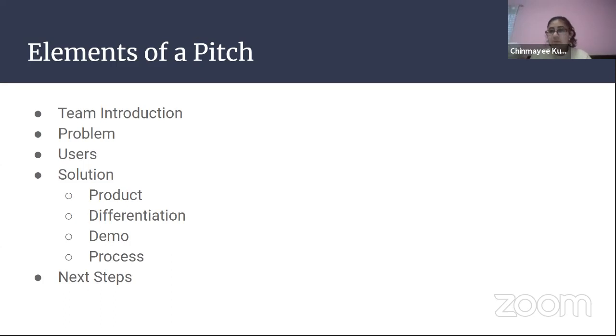And your solution, you want to break it down into a couple of different things. First, you want to talk about the product. So what is it that you built? And then you want to talk about differentiation. So how did you separate yourself from competitors? The third is you want to give a demo of your product or images of certain workflows, mocks that you have. And then fourth is talking about your process. And then after that, you want to close off with solid next steps.